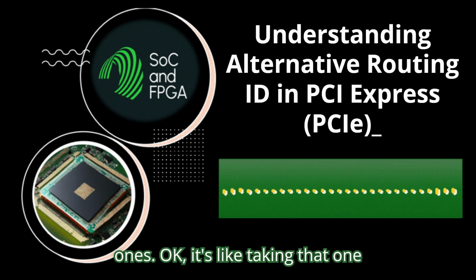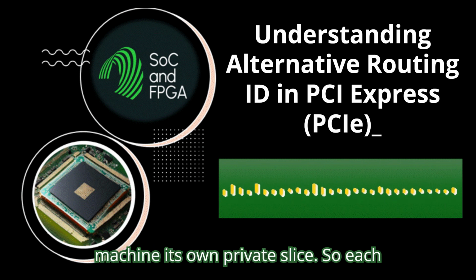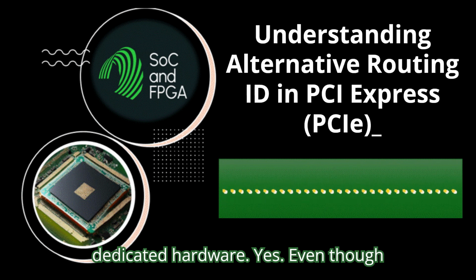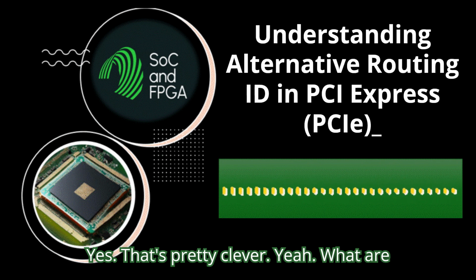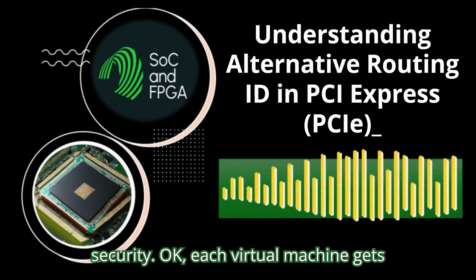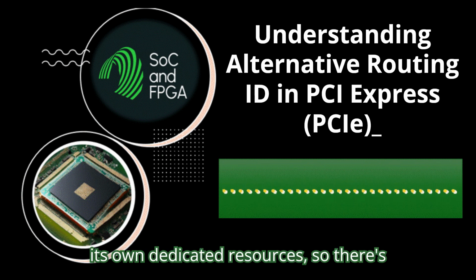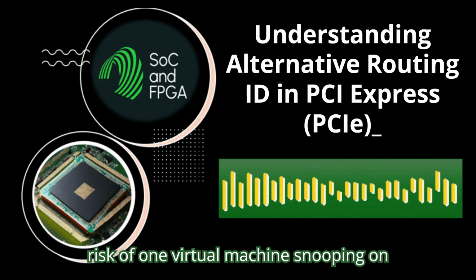It's like taking that one network card and giving each virtual machine its own private slice. So each virtual machine thinks it has its own dedicated hardware. Yes, even though they're all sharing one physical device. That's pretty clever. What are the benefits of that kind of setup? It's a huge boost for both performance and security. Each virtual machine gets its own dedicated resources, so there's less fighting over bandwidth and less risk of one virtual machine snooping on another's data.